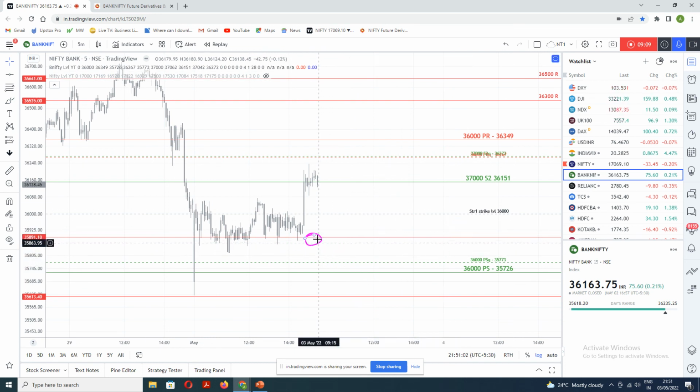Let's see what is happening tomorrow after opening. The US markets, they are operating flat today, Nasdaq and Dow Jones.